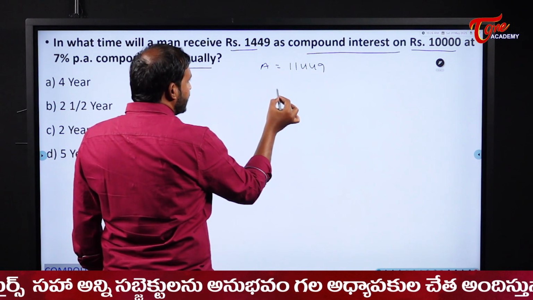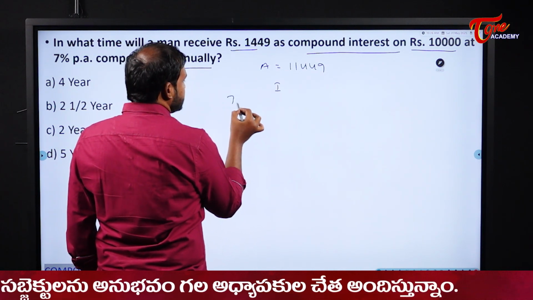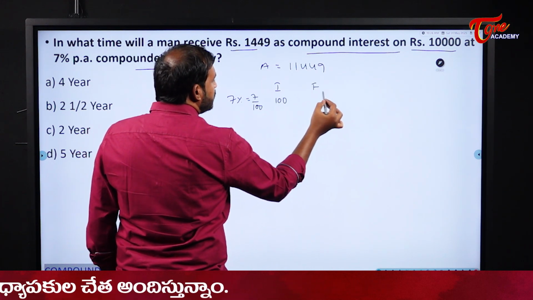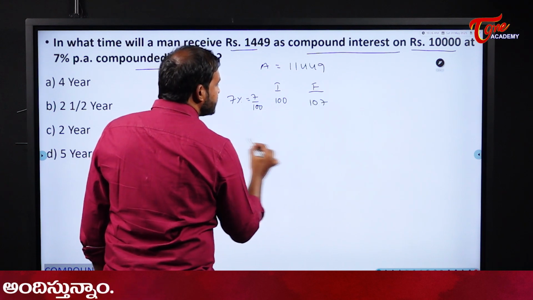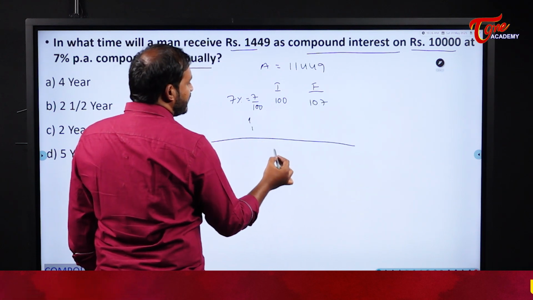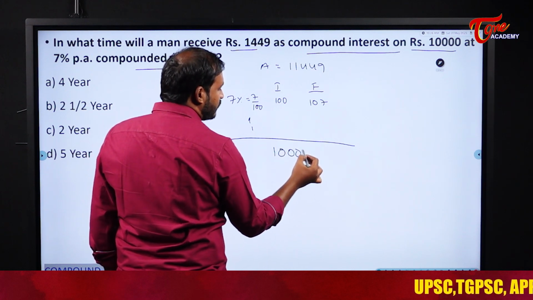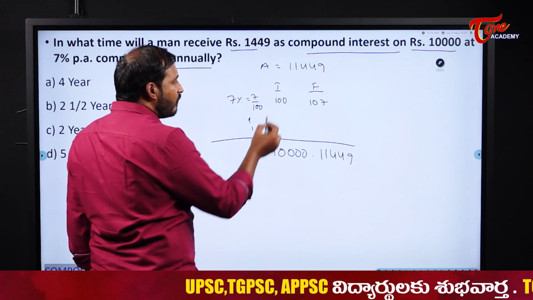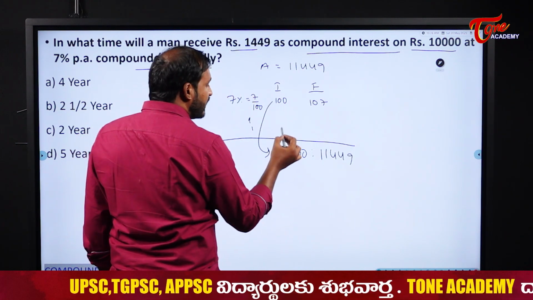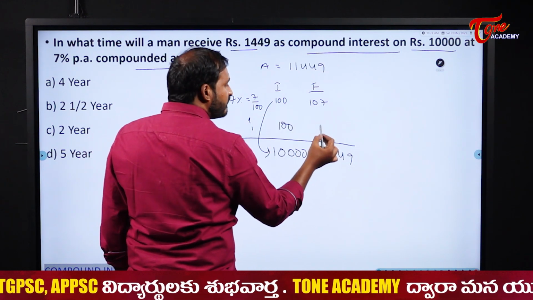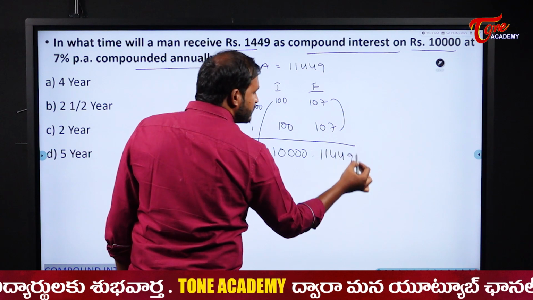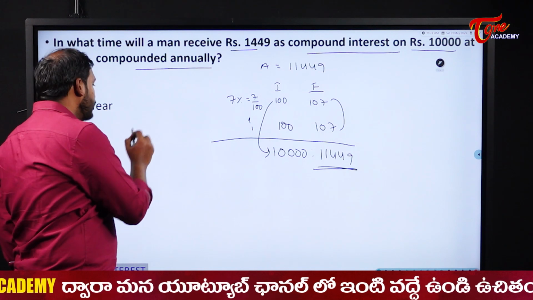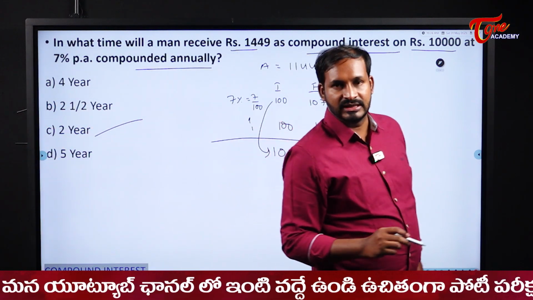So now, initial, 7% means what? 7 by 100. So initially it is 100, finally it will become 107. Like this it happened for many years. Finally it became, the initial value is 10,000 and the final is 11,449. Very simple, right, students? How does 100 become 10,000? If I multiply by 100, that means this was repeated. Similarly 107, please check, is 107 into 107 equal to 11,449? Yes, it will be equal definitely. So how many years? 2 years. 2 years will be our answer in this case. Okay.